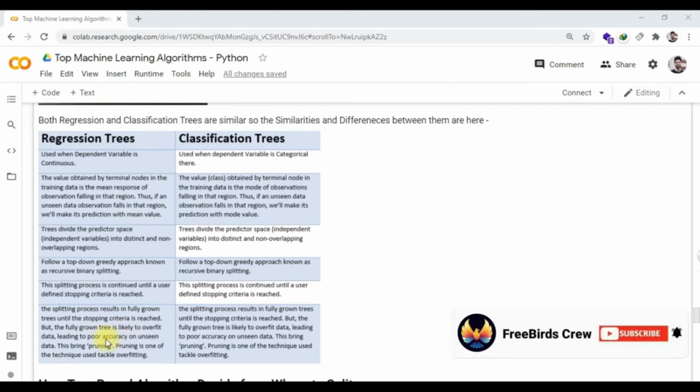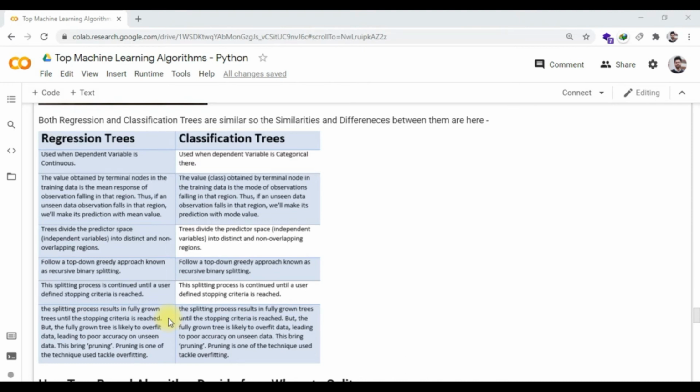This can be prevented by using the pruning technique, and this is the same for classification trees. I hope you are clear on the difference between classification trees and regression trees.